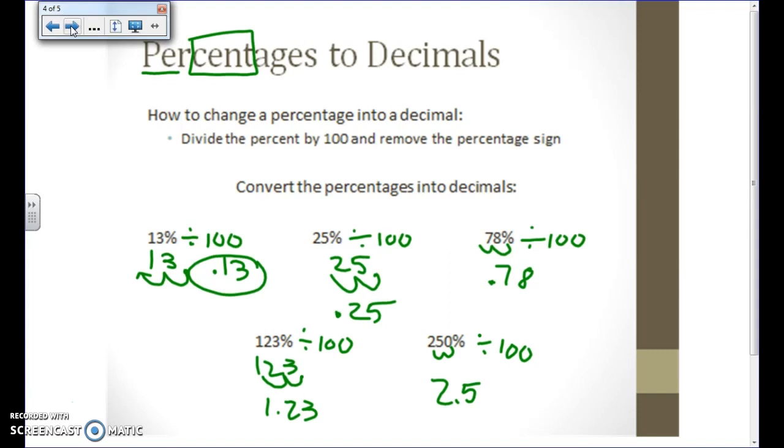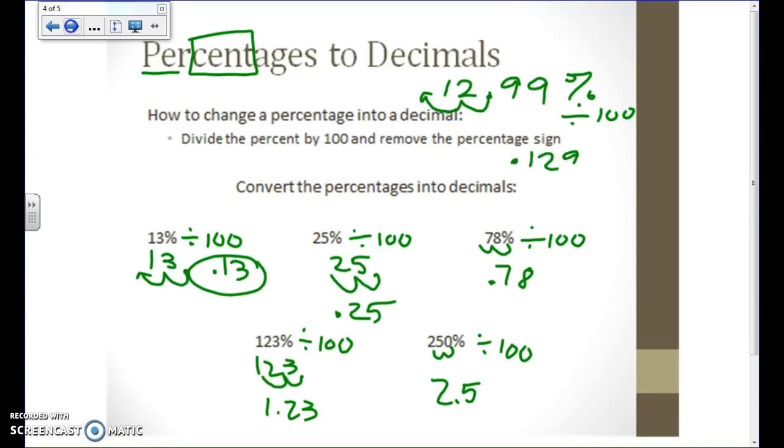There's one more that I want to do with you because I didn't put any of these complicated ones on here. Let's do 12.99% as a decimal. Again, it can be confusing which way to move the decimal. When we're dividing, we're making the number smaller. We'll move it 2 spots. In that case, it's not moving from the end. It's moving from where the decimal lies. So 0.1299 will be the decimal representation of 12.99%.